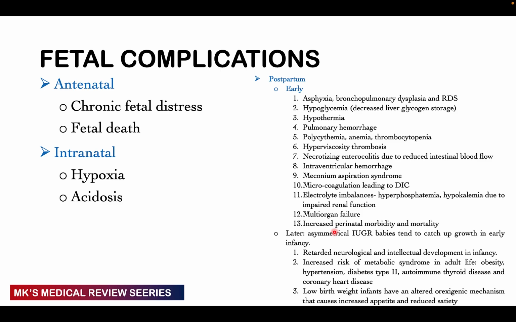Later complications, remember that the asymmetrical IUGR babies tend to catch up with growth in early infancy, but you may get retarded neurological and intellectual development in infancy. There is an increased risk of metabolic syndrome in adult life. So obesity, hypertension, diabetes type 2, autoimmune thyroid diseases, and even coronary heart disease, they are at much more risk if they are an infant that was born with IUGR. And remember that low birth weight infants have an altered orexigenic mechanism that causes increased appetite and reduced satiety.